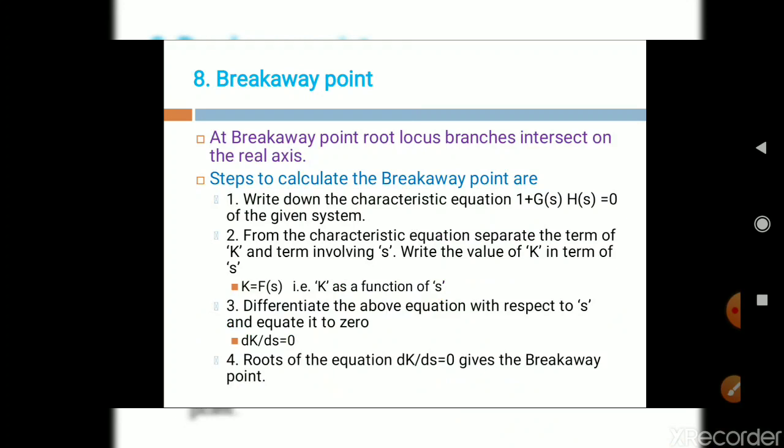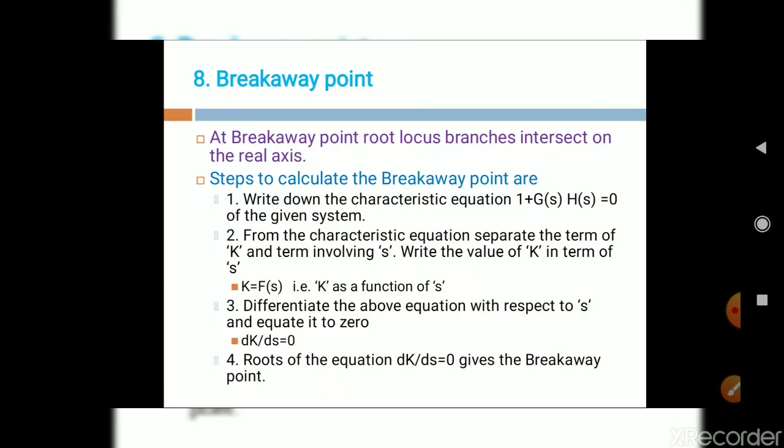The first step is to find the breakaway point. In this case we have 3 poles, so 2 poles will collide with each other and split away, whereas one pole will continue to move on the real axis. So how do we find the breakaway point? A breakaway point is applicable for poles, whereas a break-in point is applicable for zeros. Here 3 poles are present, so we need to find the breakaway point, and some steps are explained for how to find it.